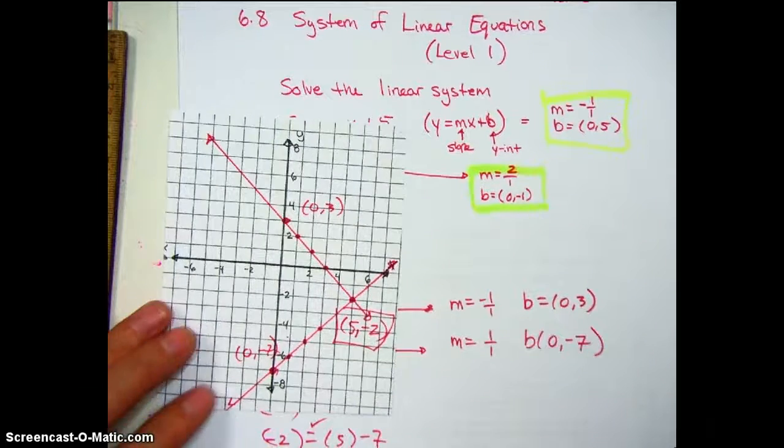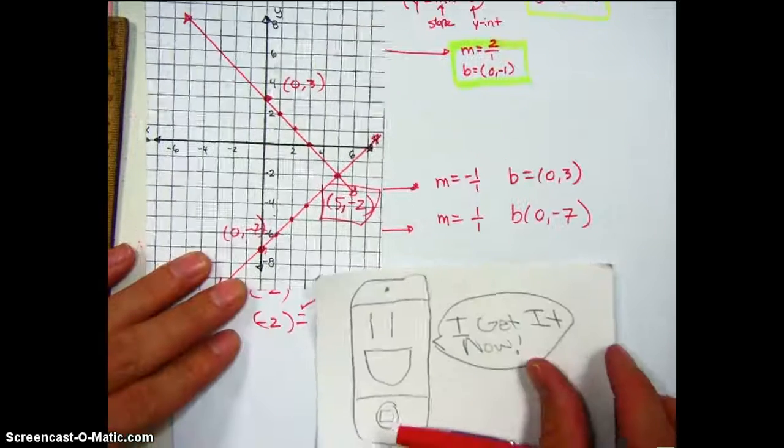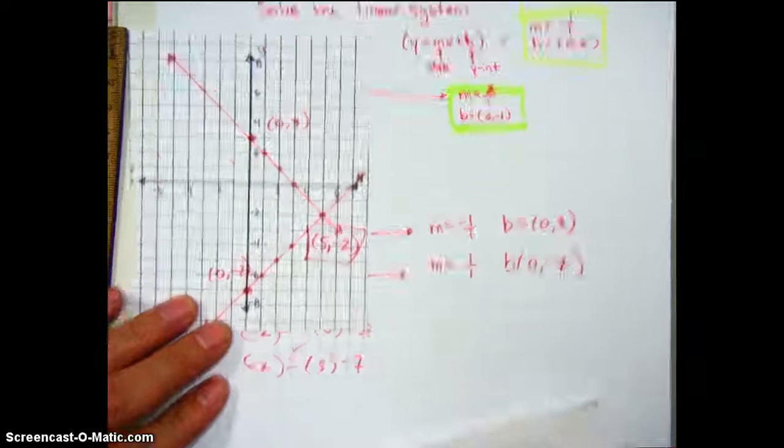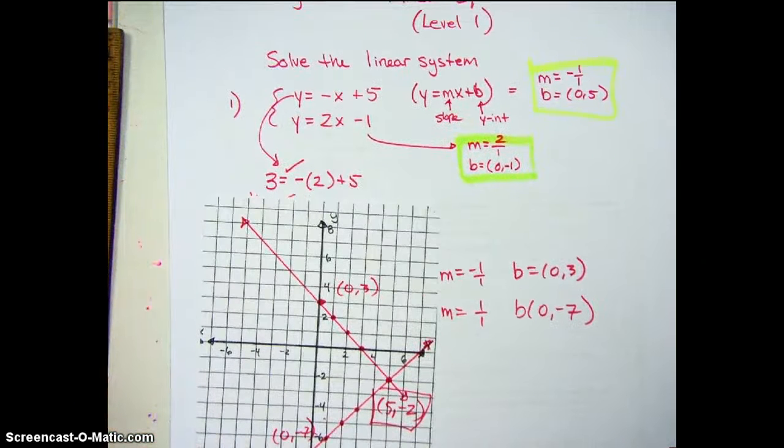All right, so that's level 1. Hopefully you feel a little bit more like this smartphone. Now you get it. And if you don't, just rewind the video, double check, take a look. I'm going to have another video, level 2, where you have to change the equation first and then graph it. That's next.